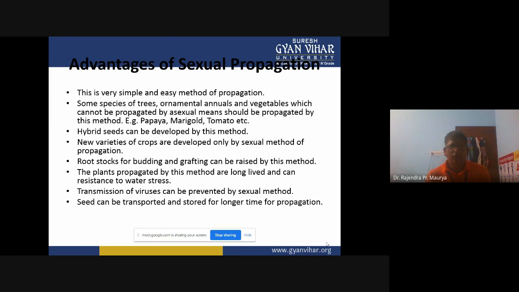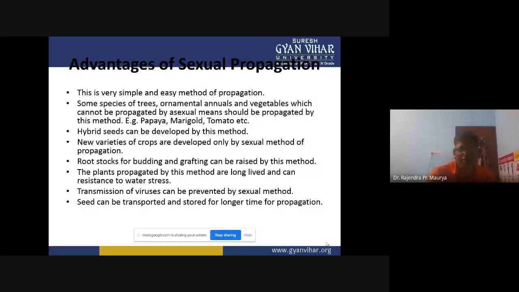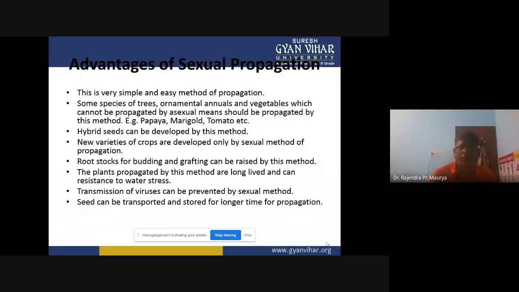Rootstocks for budding and grafting can be raised by these methods. Seedling rootstocks are excellent for budding and grafting because seedling plants have very good root systems as well as a long juvenile period. Seeded rootstocks are better than vegetatively propagated ones. Plants propagated by this method are long lived and resistant to water stress, etc.